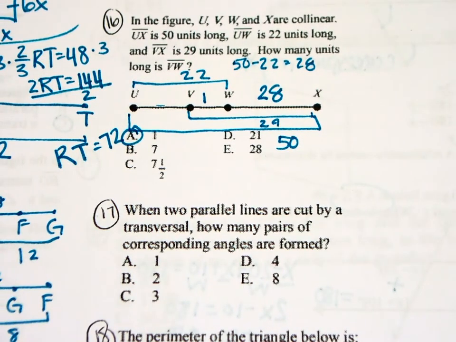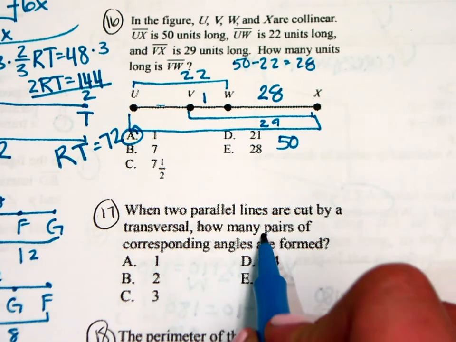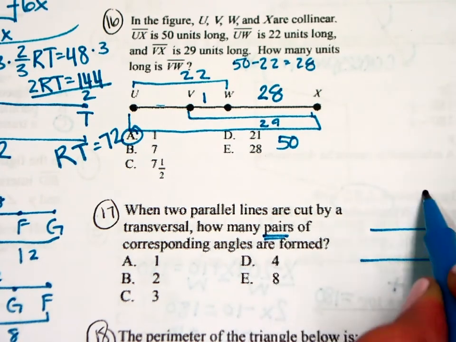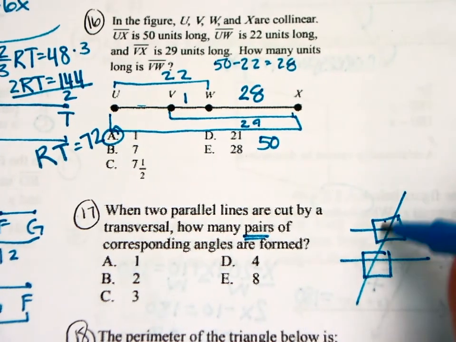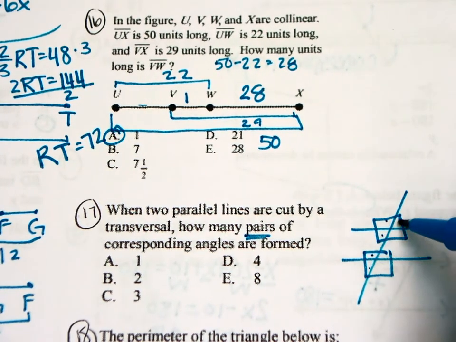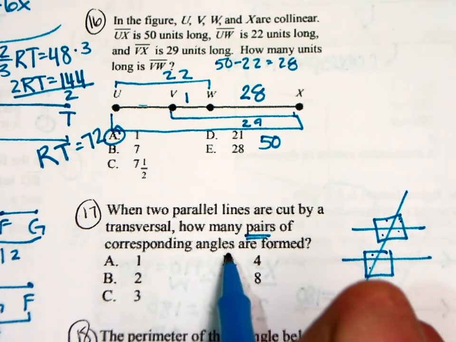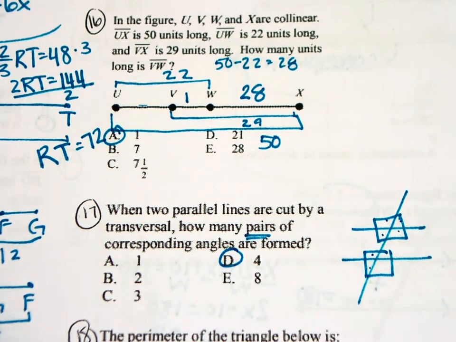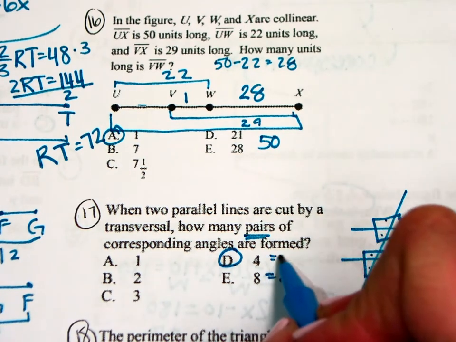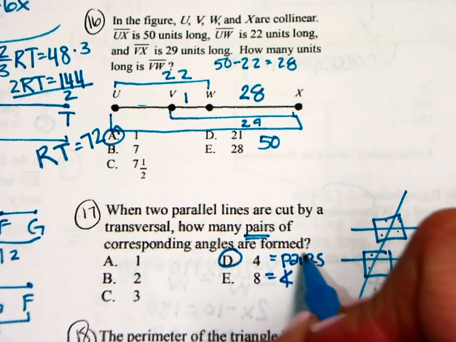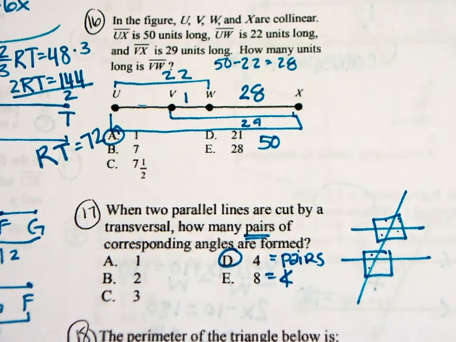When two parallel lines are cut by a transversal, how many corresponding angles are formed? Or how many pairs? So I'm going to draw my picture. I see that there are 8 total angles formed, but as far as pairs go, there's 1 pair, 2 pair, 3 pair, 4 pair. So the correct answer is D. There are 8 angles that are formed, but when I pair those up, there are 4 pairs of angles. So the answer is D.